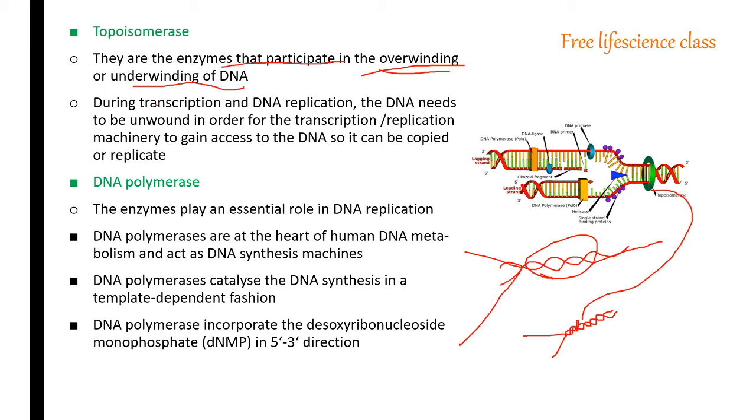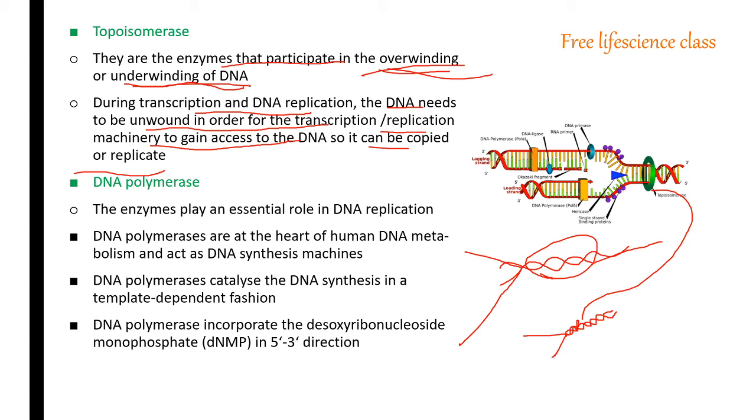During transcription and DNA replication, the DNA needs to be unwound in order for the transcription or replication machinery to gain access to the DNA so it can be copied or replicated. So topoisomerase has a role in DNA replication as well as in transcription. So they are important in unwinding the DNA, and also it helps in overwinding and underwinding DNA.